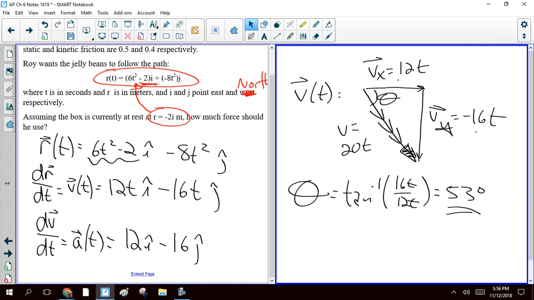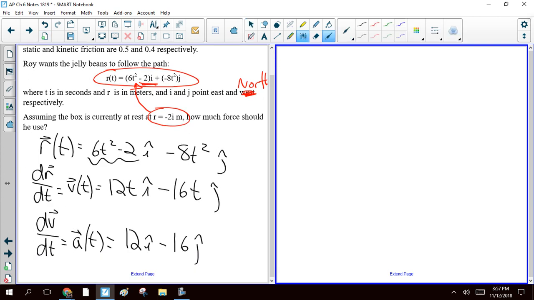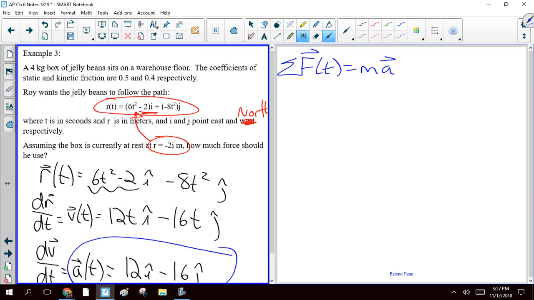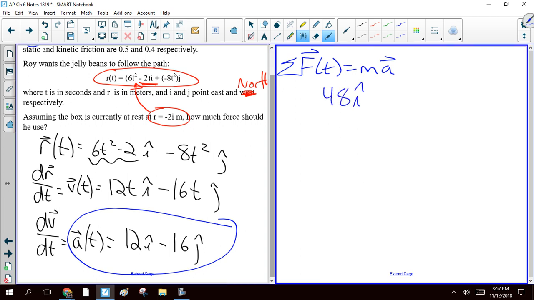So that's my acceleration as a function of time. All right, so let's find our net force now as a function of time. So my net force as a function of time, as a vector, is mass times acceleration. So I'm going to take this acceleration and multiply it by this mass. So multiply by 4, and you get 48i minus 64j newtons. So that's my net force. All right, so the goal is we need our net force to be that.